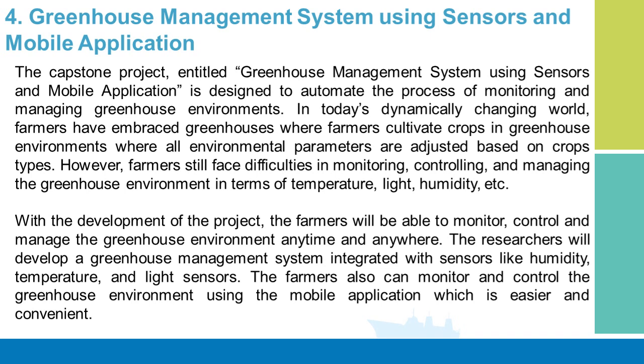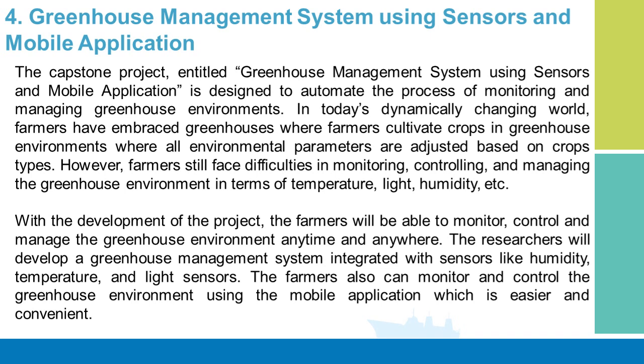The Capstone project, entitled Greenhouse Management System using Sensors and Mobile Application, is designed to automate the process of monitoring and managing greenhouse environments. In today's dynamically changing world, farmers have embraced greenhouses where farmers cultivate crops in greenhouse environments where all environmental parameters are adjusted based on crops types. However, farmers still face difficulties in monitoring, controlling, and managing the greenhouse environment in terms of temperature, light, humidity, etc.